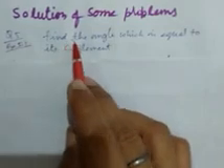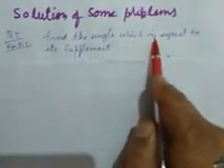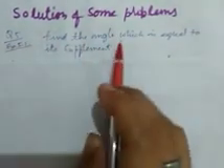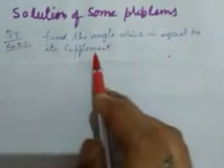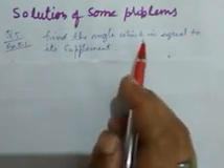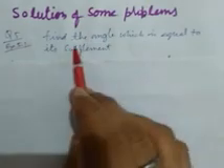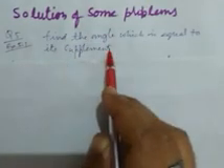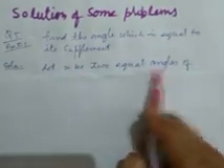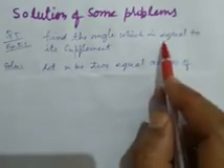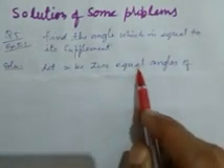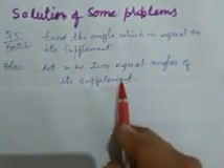The question is, find the angle which is equal to its supplement. Supplement means supplementary angle, where the sum of the angles is 180. So we have to find the supplement of this pair. Let x be the two equal angles, because the question says the angle is equal to its supplement.